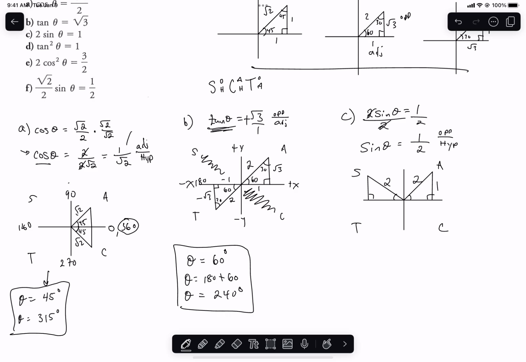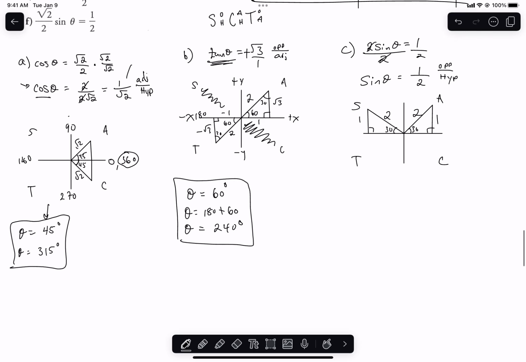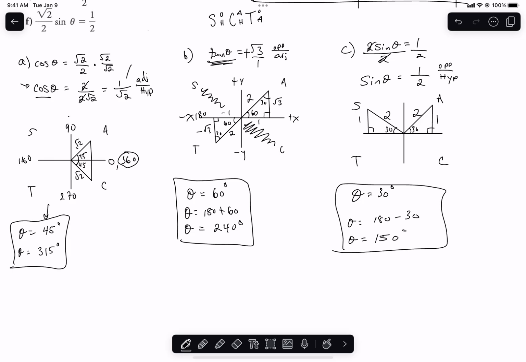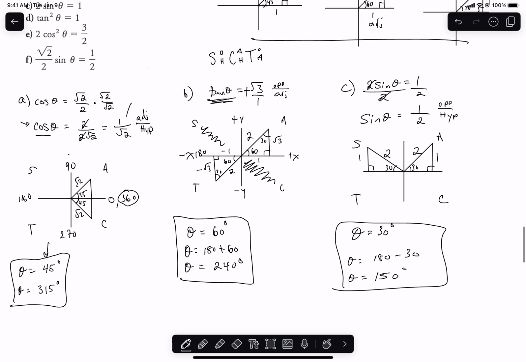Well, if this has to be 1 and this has to be 1, right, because opposite over hypotenuse, then that must make this angle down in here 30 degrees. And so subsequently, theta has to be 30 degrees, and theta has to be 180 minus 30. Okay, so there you go. Okay, that's questions 3A, B, and C.